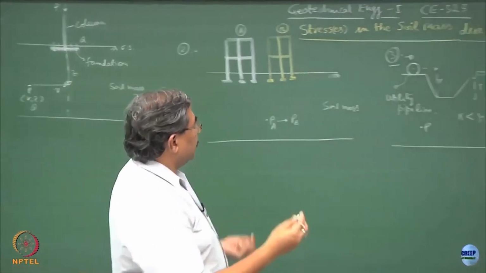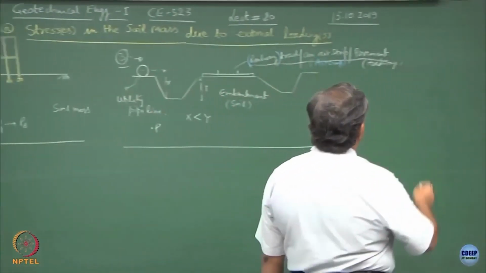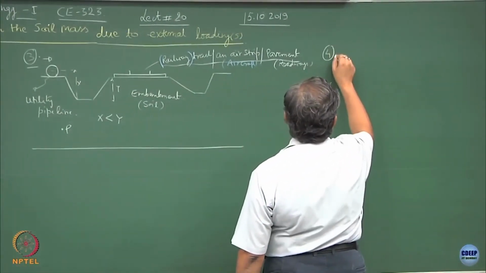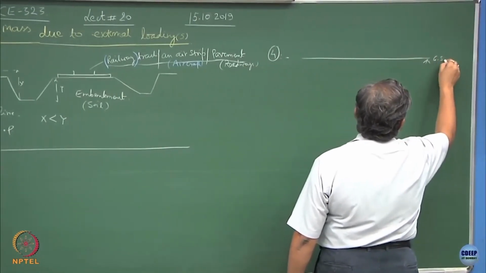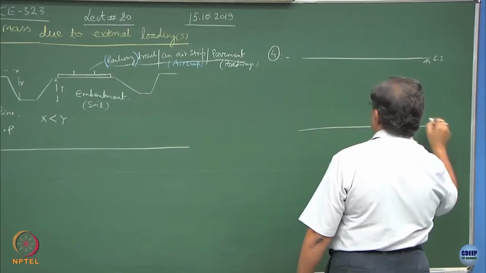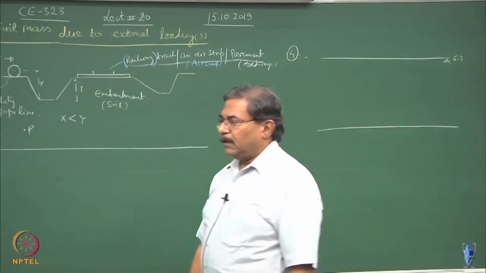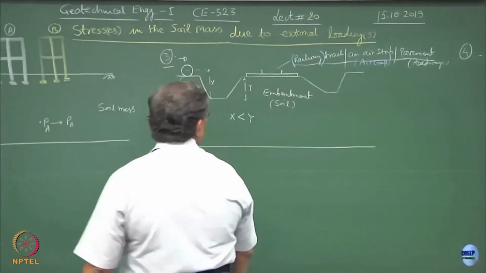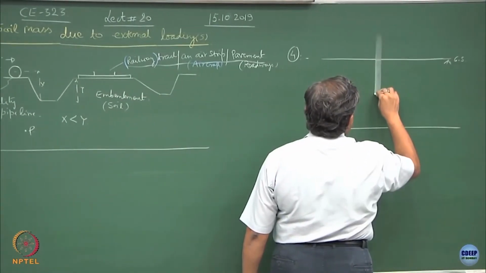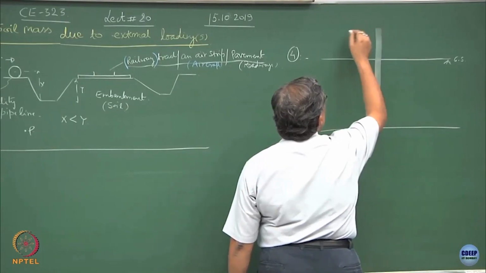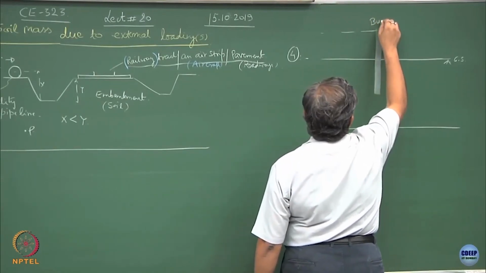There could be a fourth situation. This is the ground surface, and as we discussed in the last lecture, the application of sheet piles. I would like to create a bulkhead over here. So, this becomes a bulkhead.